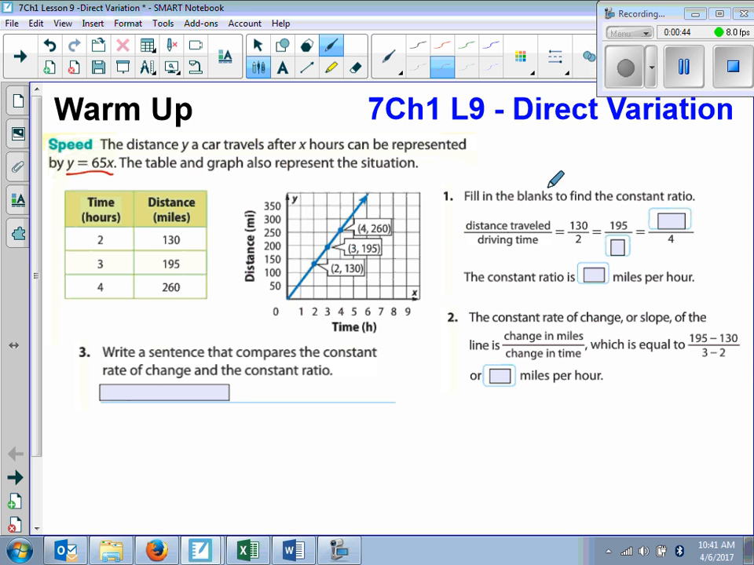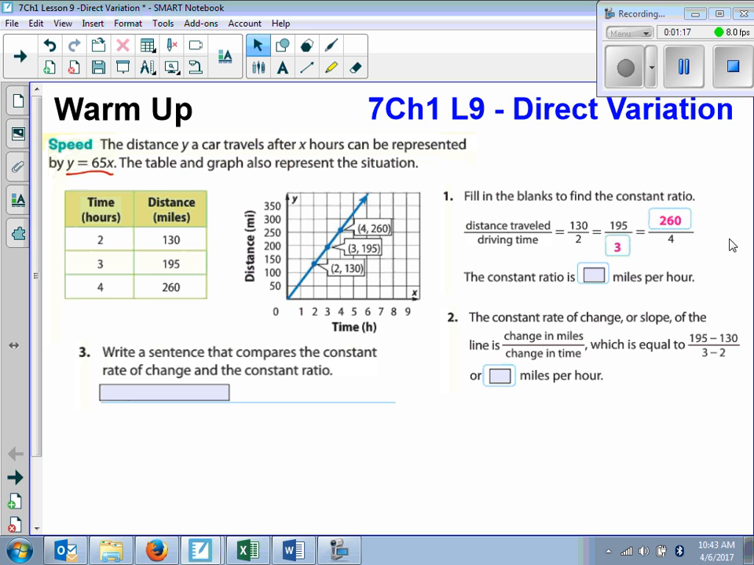Number 1 says fill in the blanks to find the constant ratio. So we're talking about the distance traveled to the driving time. That is the ratio that we're looking at, or the rate that we're looking at. So if I look at all of those rates, the first one is 130 to 2. The next one would be 195 to 3. And the next one would be 260 to 4. Very good.